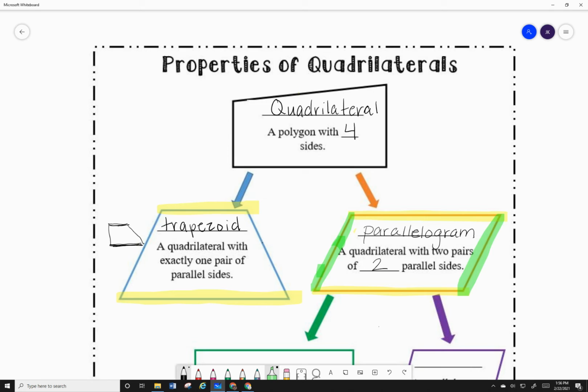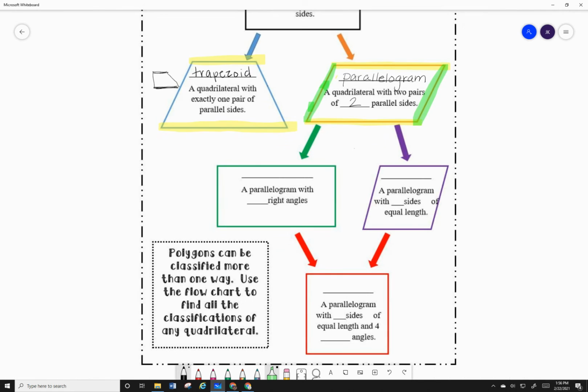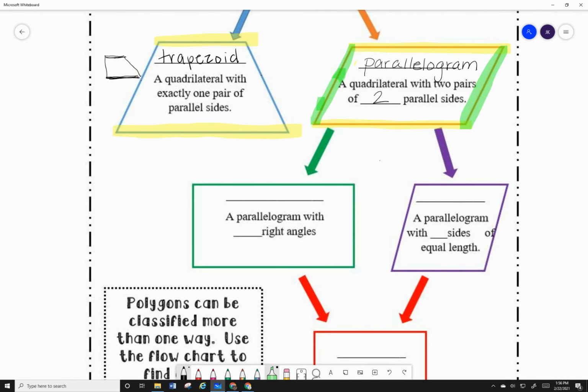So you can see the difference here between this trapezoid and this parallelogram. The trapezoid, the top and the bottom are the only sides that are parallel. The parallelogram, we have the top and the bottom and both sides. But as we go down this chart, we can see that we have other shapes that have two sets of parallel sides.